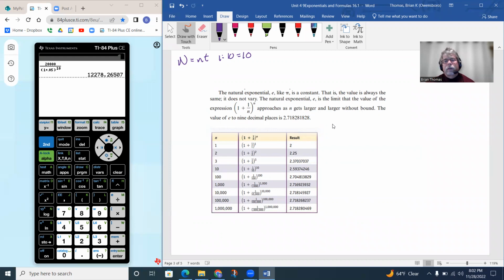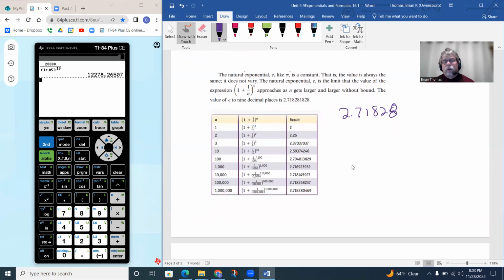to 9 decimal places. So I'm used to writing it as simply 2.71828. I'm pretty good with writing it out 1, 2, 3, 4, 5 decimal places. But notice how it basically does 71828, 1828 again. So it does that 1828 as a repetition there. So that's what we call the number E.